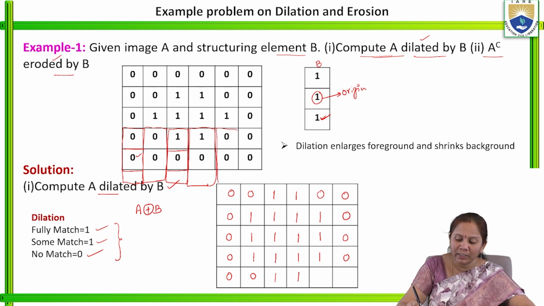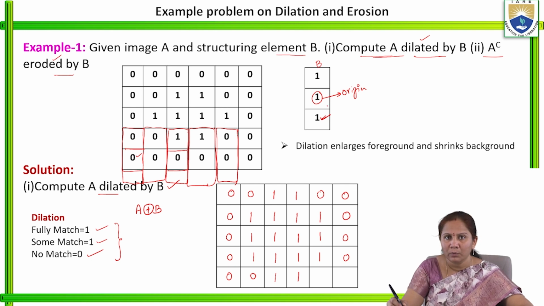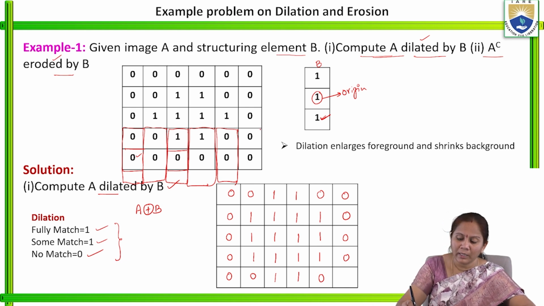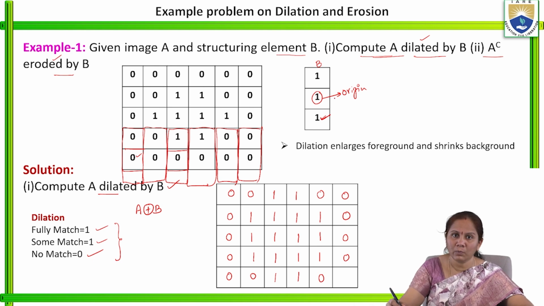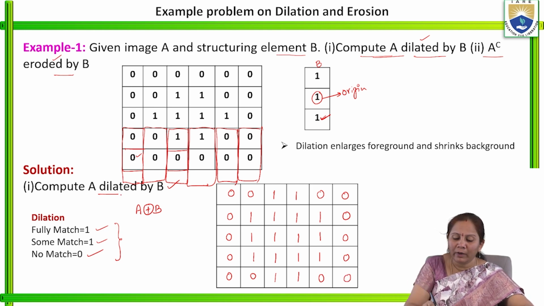Shifting the structuring element, in A all are zeros, but here all are ones. So no match is there. We have to put the output element as 0. And here also after shifting, all are zeros. Here in B all are ones. So no match, not even one element is matched. So we will put this as 0. So we have now performed the dilation operation.